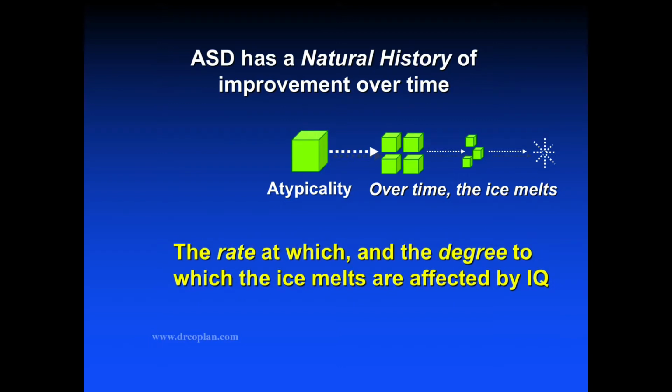However, the rate at which and the degree to which the ice melts are both affected by the IQ. Remember, there's nothing in the definition of atypicality about IQ. There's nothing in the definition of IQ about atypicality. They're independent, like height and weight. For any given height, you can be broad or skinny, so you can be tall and skinny, tall and broad, short and skinny, short and broad. Height and weight are independent, and the same is true for IQ and atypicality. They're independent, but they occur in different combinations.